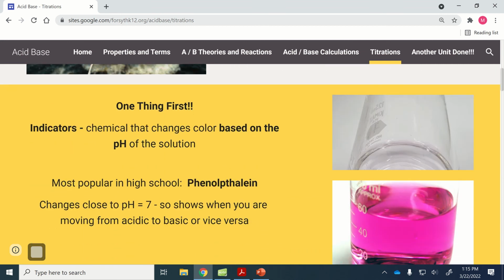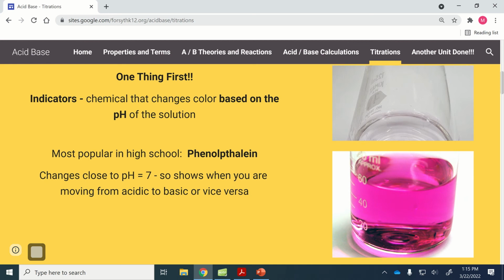Before that, we've mentioned indicators before. Back at the very beginning, when we were talking about properties and terms, I mentioned a couple of indicators like phenolphthalein and litmus paper. We also have cabbage juice. There are lots of indicators out there. But an indicator is a chemical that changes color based on the pH of the solution.